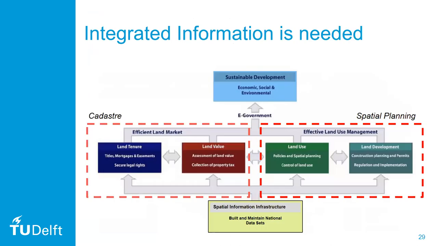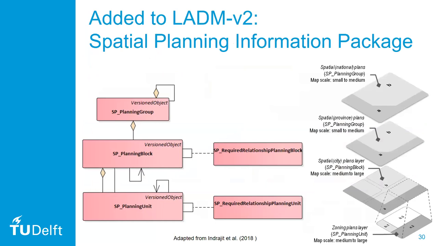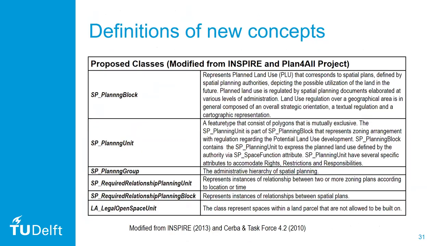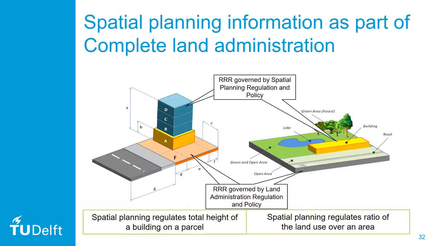So, after all the years, to bring this together, the column of the land registration, land tenure, and the spatial planning information, the spatial planning information package was developed, and you here see the key classes: the spatial planning unit, spatial planning block, spatial planning group. And here are the definitions as they are now in the draft standard.